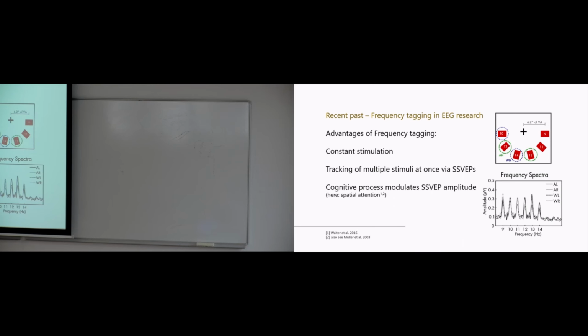Tracking of multiple stimuli. And of course, the biggest advantage, and that's why people are using it, is that if you have some sort of cognitive process that you think should have an impact on early sensory processing, then you can manipulate that in your experiment and see what kind of effect it has on the steady state amplitude. The typical effect of spatial attention and feature-based attention, for example, is that if you attend to a frequency tagged stimulus, the amplitude is going to go up. And the same holds for other manipulations.